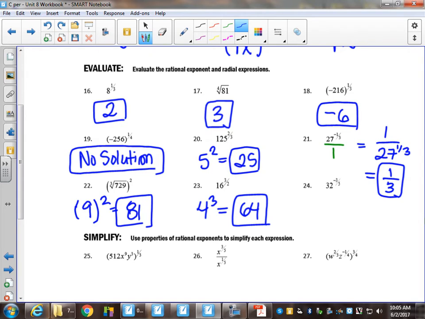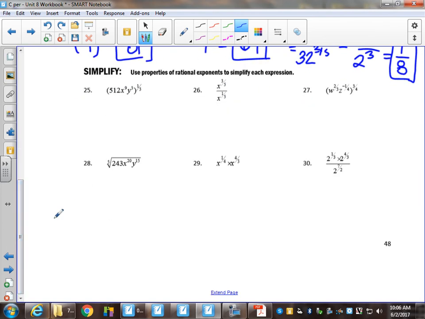24 is a lot like 21. What has to happen first? Bring that down. What does bring that down mean? What stays in the numerator as a placeholder? 1. What's now in the denominator? 36. All right, so now let's work on that. 1 will stay in the numerator as a placeholder. How do I read this? 5th root of 32 is 2, raised to the third power equals 1/8. All right. Nice.